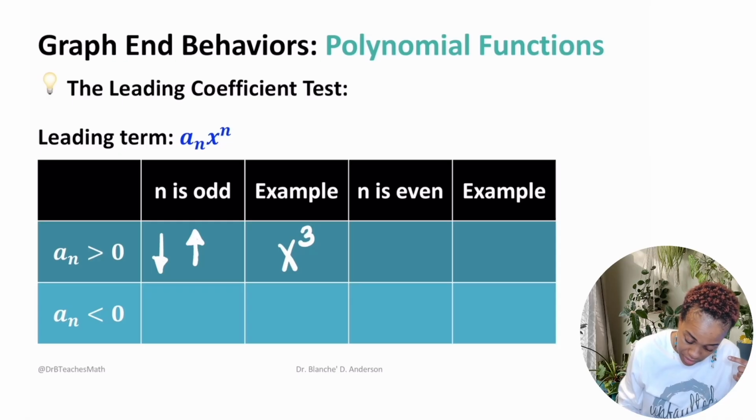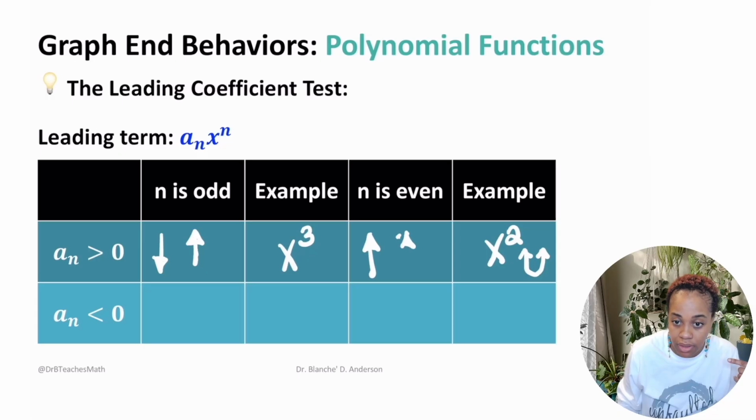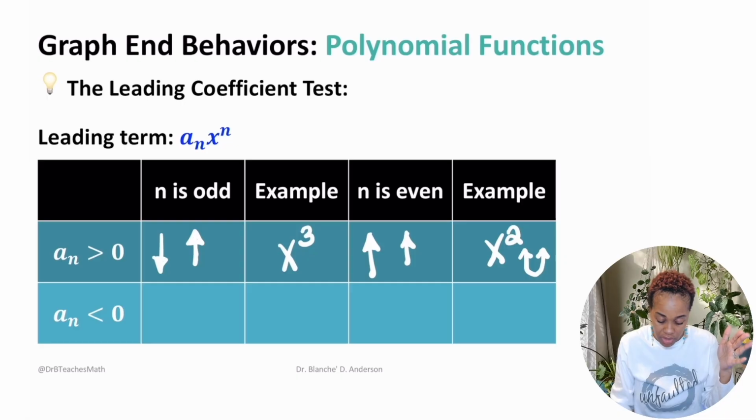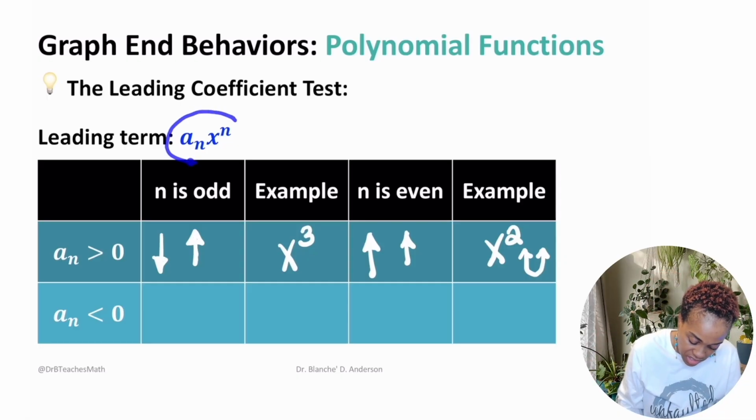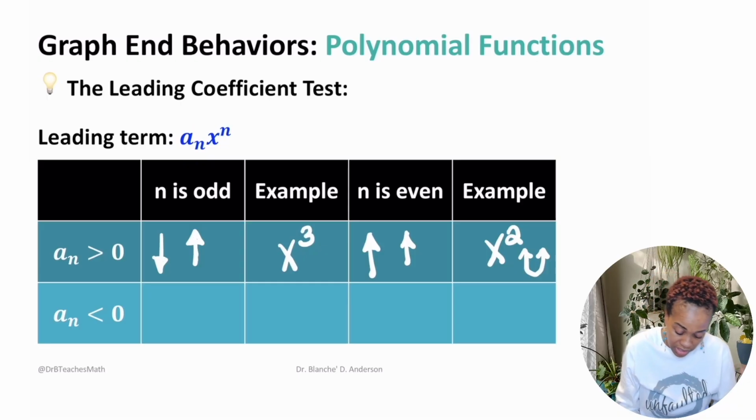Now, if it's something like x squared, if you remember, it looks like a parabola. Then the end behavior of the graph is going to be up and then up, okay? Up and up. Both ends of the graph are going to go up. That's the end behavior. And so that's why you use the leading term, and then look at the degree and then look at the number, okay? So you look at the degree to say, is n even or is it odd.